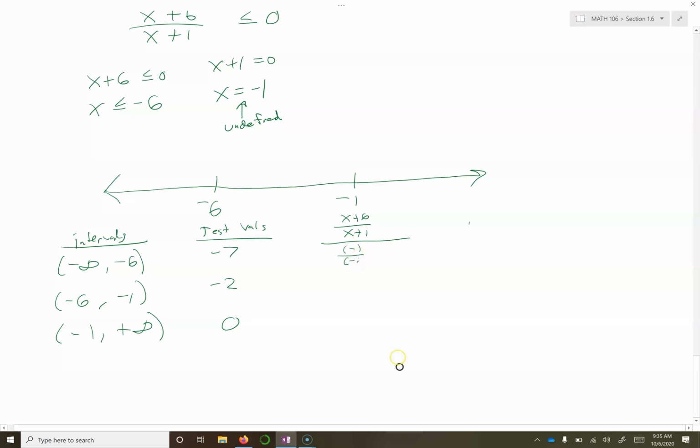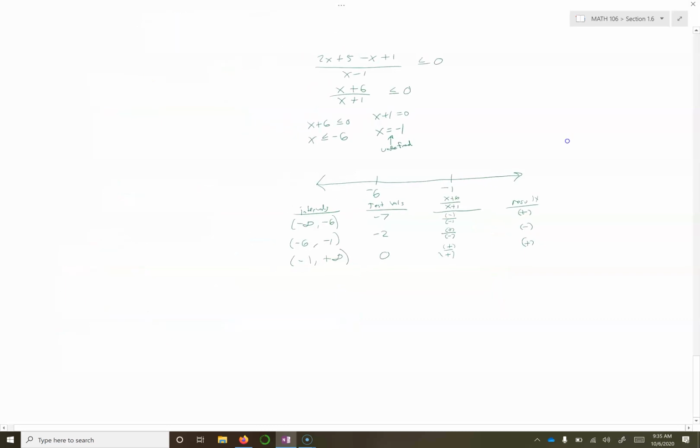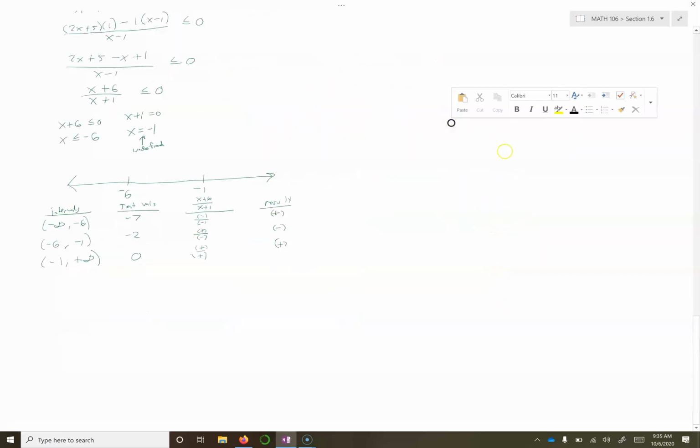So that result is a positive number, right? If you have a negative numerator and a negative denominator, you get a positive result. How about negative 2? In the numerator, I'd get positive, but then negative in the denominator, which gives me a negative result. And then 0 is easy because it's just positive over positive, because it's 6 over 1. So you get positive. All right. There's our table of test values.